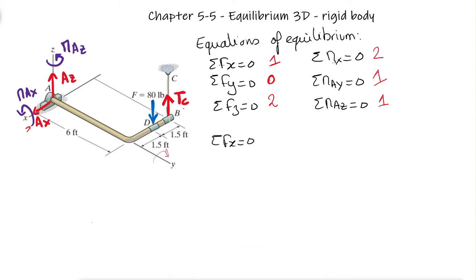So now that we made that, we will decide which equation we do first. Okay, so let's do this one first, and this one second, this one third, and after that we will look at which unknowns we know now, and we will solve for the last one. Okay, sum of the forces on X equals 0. I say that we have AX is equal to 0. Okay, that's one answer.